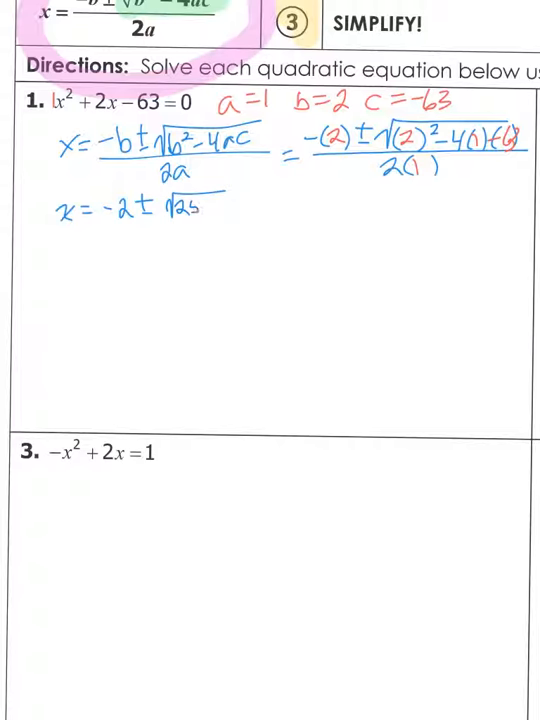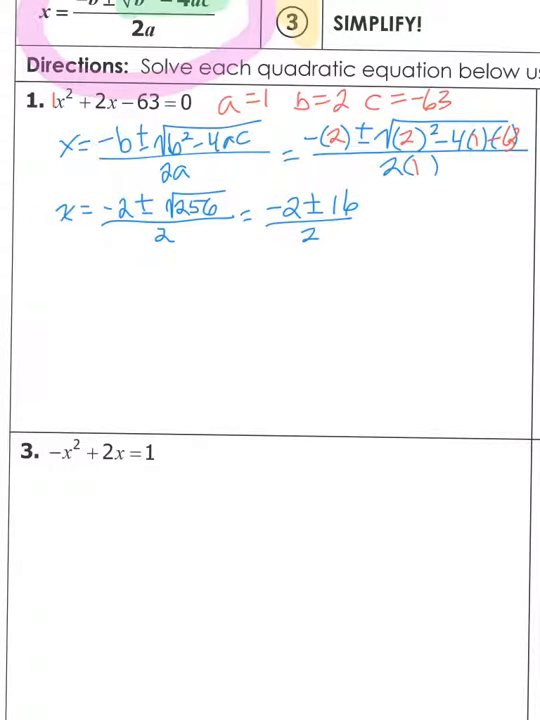256, all divided by 2 times 1, which is 2. So then if you take 256 and find the square root of it, you will find that it actually is a perfect square. So you get negative 2 plus or minus 16, which is the square root of 256, all divided by 2. There is no radical in your problem, so you can actually perform this math.